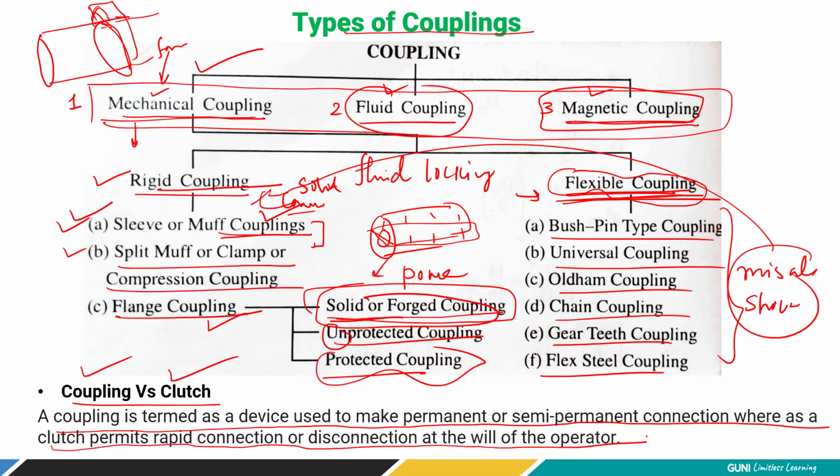What does it mean? Whenever the driver simply presses the clutch, it disengages the engine from the wheel. So it depends on the operator's will. Wherever it requires, if you want to turn, it can slow down, it can shift down the gear to a lower number, right? That is only possible by disconnecting the engine from the wheel. So that is where the clutch is used. But a coupling, once it is fitted, works as a permanent or semi-permanent joint. It cannot be disconnected during operation at the will of the operator, right? So this is the basic difference.